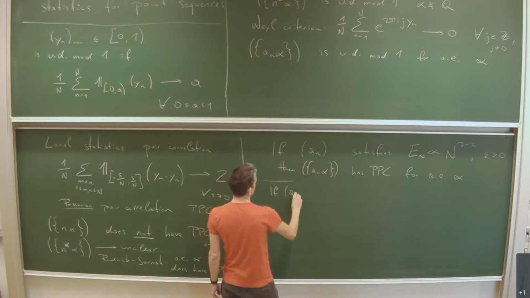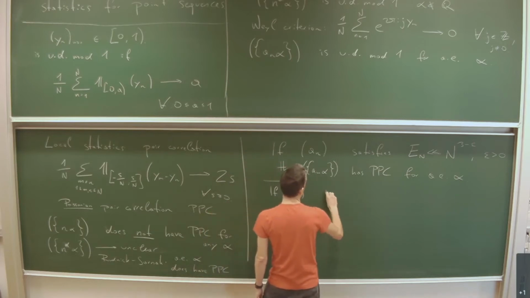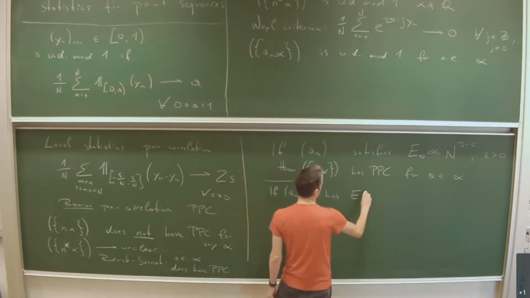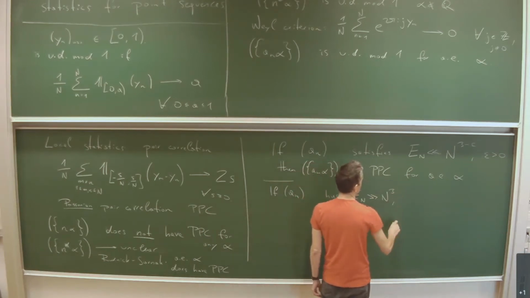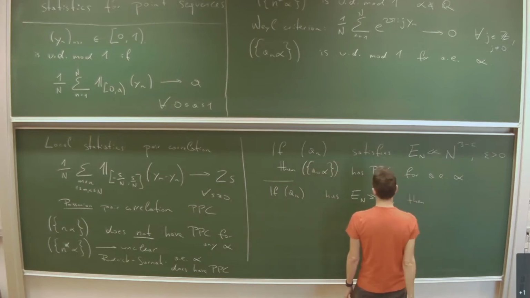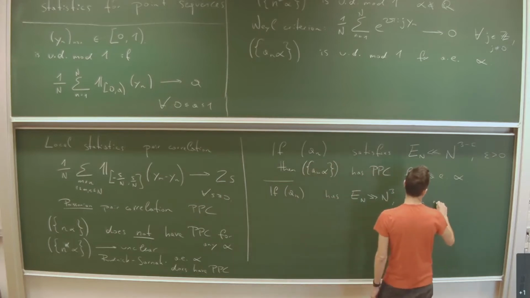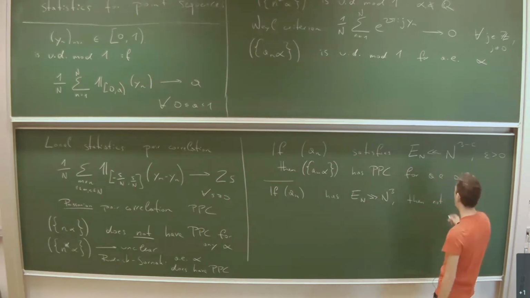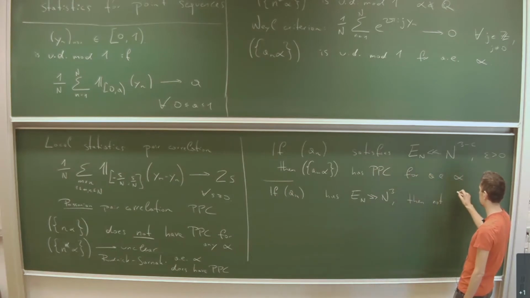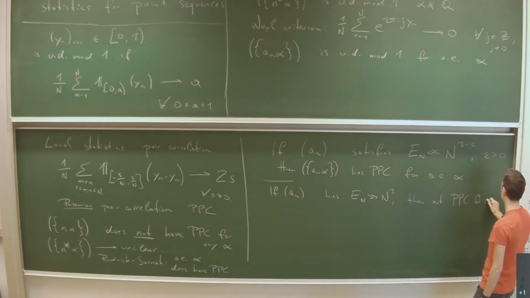If a_n has additive energy too large, then the opposite is true. This sequence here does not have Poissonian pair correlation for almost all alpha, so then the conclusion here is not true. Then we do not have Poissonian pair correlation for almost all alpha.